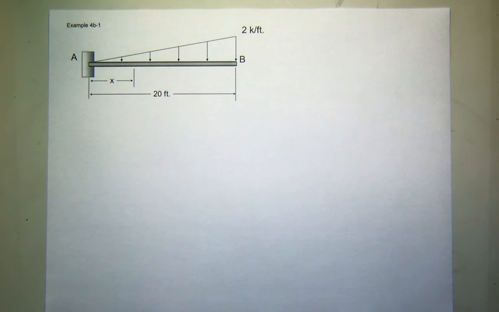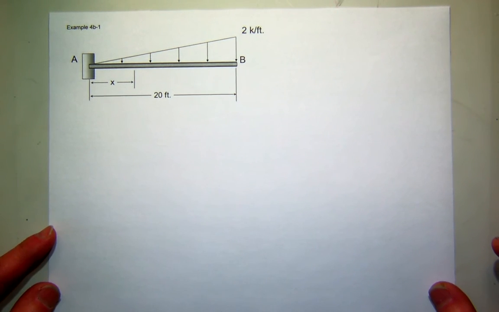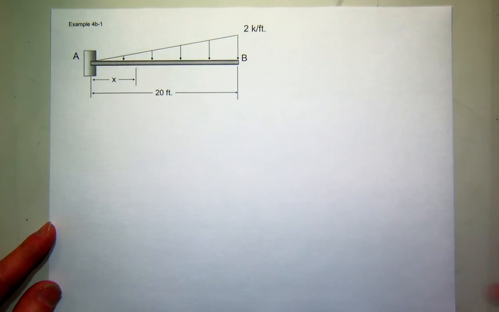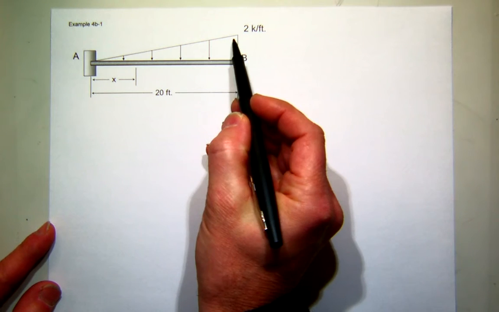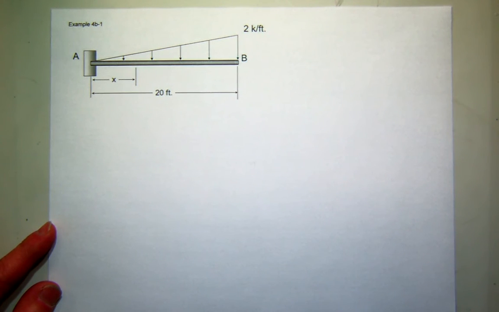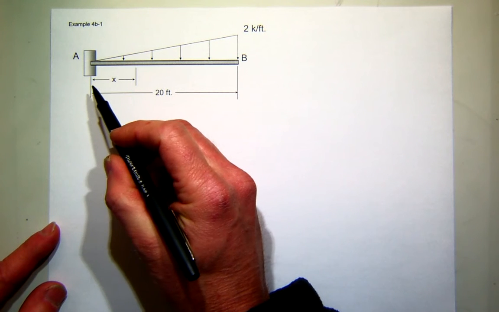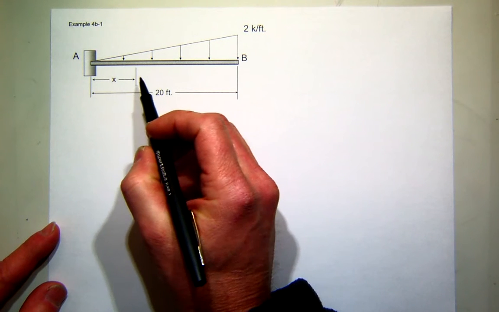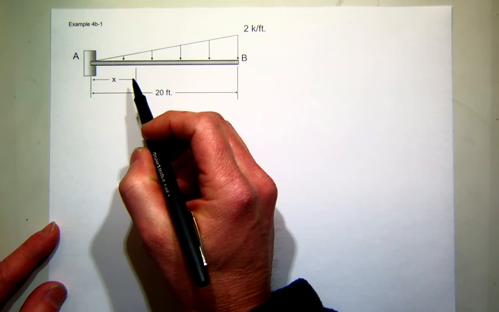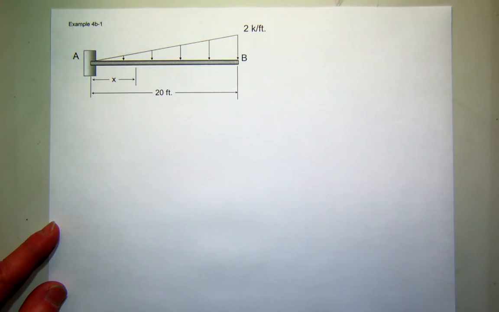Okay. So we've already established that this problem has a continuous function, so we should be able to write one moment and one shear equation for it. And you can see, to kind of answer Mr. Romero's question before, I'm going to cut this not at a fixed distance. I'm going to cut it at an arbitrary distance, x.